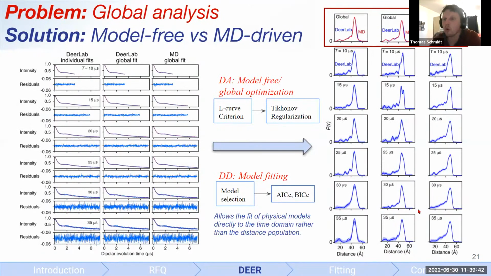But if I now do the global analysis and I overlay the model-free fit by DEER Lab and the output from the global analysis by our model fit, so based on our MD clusters, I don't believe you can see the difference. And the error is in there, but because of the global analysis, the error becomes very tiny. I don't think one can see a difference in the overlay from the blue to the red. You can see they're almost perfect with each other.